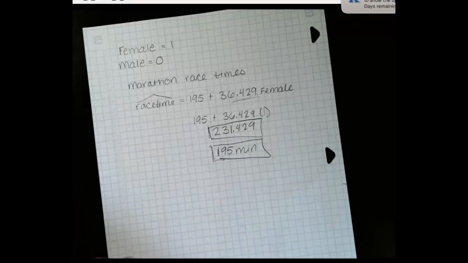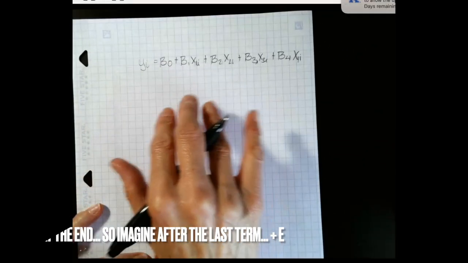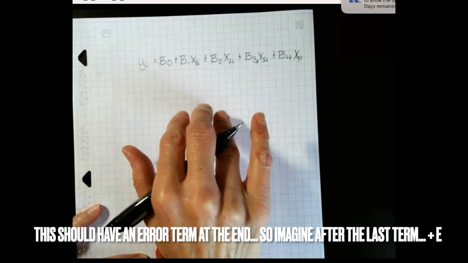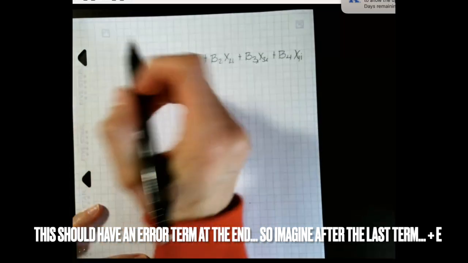So now that we have just a quick review of that, let's go ahead and look at what multiple regression would look like and how we slightly change our language for that. Here's an example of what an equation for multiple regression would look like. So let's go ahead and just break it down a little bit.